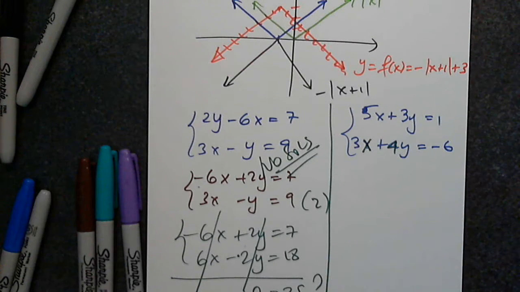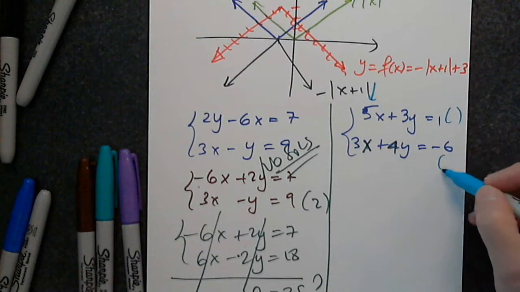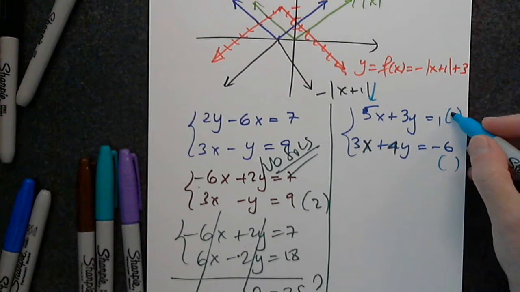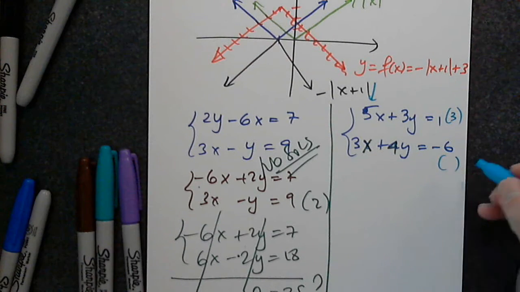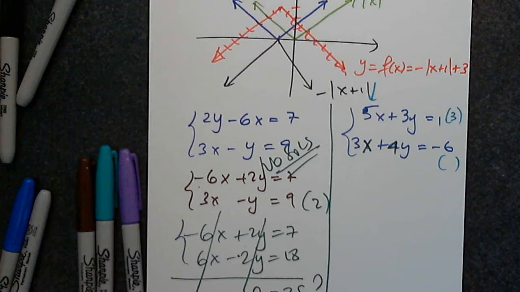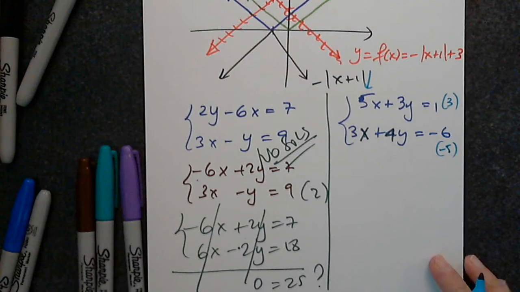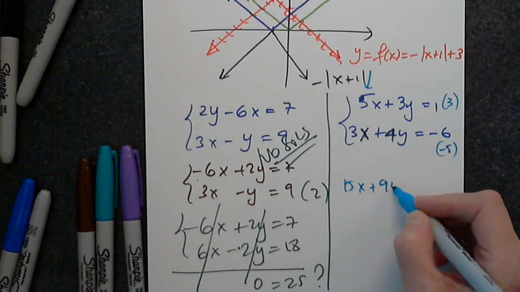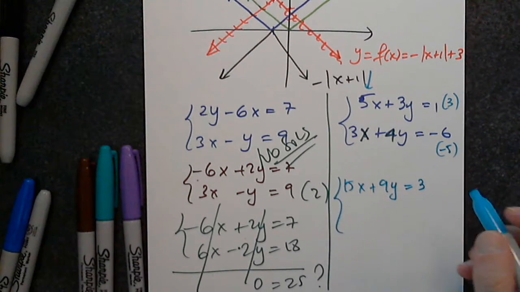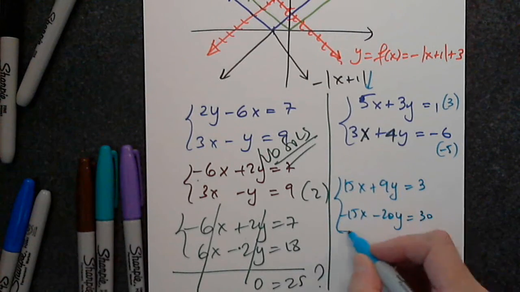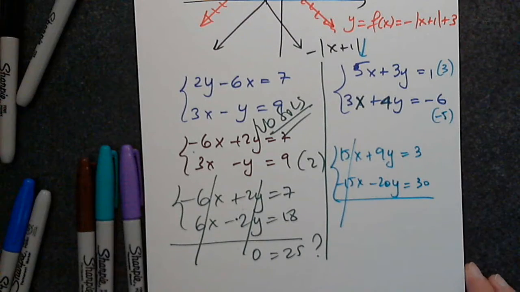Okay, perfect. If we decide to eliminate x, what do we multiply the top by, and what do we multiply the other one by? Excellent. And the other one by? And then I will get positive 15 and negative 15, and it will never go away. Excellent. Good, so I multiply the first one and I get 15x plus 9y equals 3. And then negative 15x minus 20y equals 30. Indeed, we have a plan.